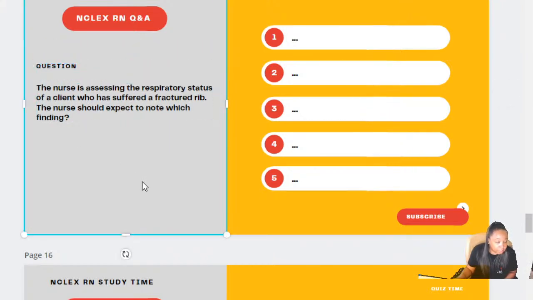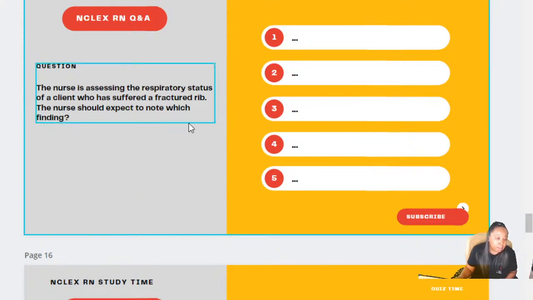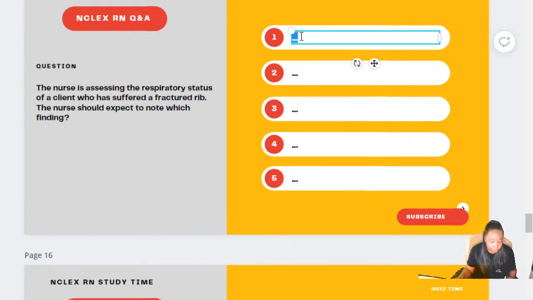The nurse is assessing the respiratory status of a client who has suffered a fractured rib. The nurse should expect to note which finding? The nurse is doing an assessment for a patient, but she realized that the patient has a rib fracture. And then they ask you what you think the nurse will find. What is expected for a patient with a rib fracture?